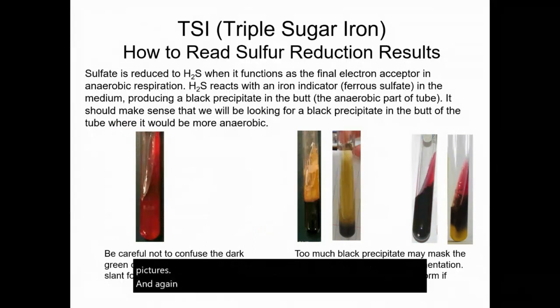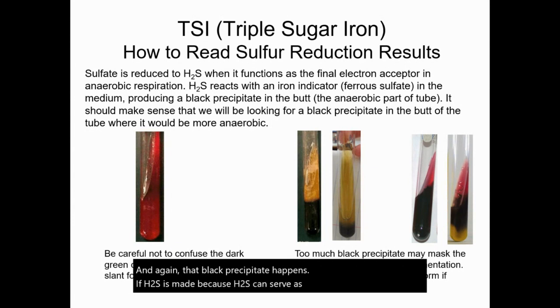And again, that black precipitate happens if H2S is made, because H2S can serve as a final electron acceptor in anaerobic respiration. And so in the media, we have ferrous sulfate, which is the iron indicator that specifically reacts with H2S. So if sulfur is reduced during fermentation, then the ferrous sulfate in the media will react with that H2S and form the black precipitate. So just like with gas, if you see the black precipitate, you need to report it, okay?